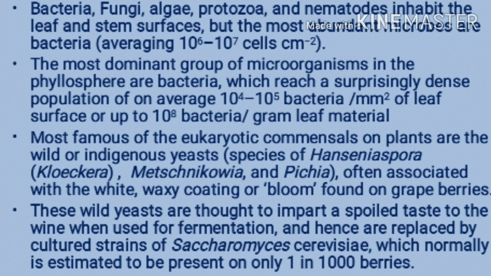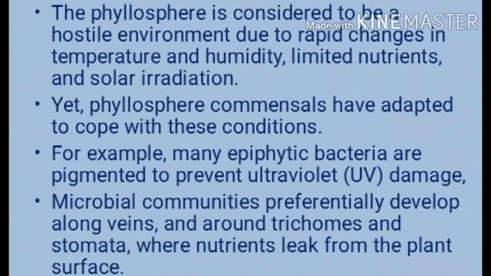These wild yeasts are thought to impart a spoiled taste to the wine when used in fermentation. That's why, after pasteurization of the grape juice, Saccharomyces cerevisiae is introduced for making the wine. Actually, the phyllosphere is a hostile environment due to rapid changes in temperature and humidity, limited nutrients, and solar irradiation. Solar radiation contains UV, which damages microorganisms. However, microorganisms adapt to these conditions.